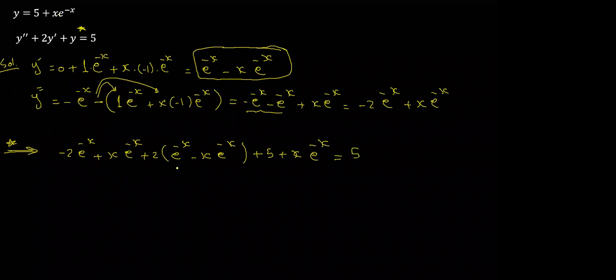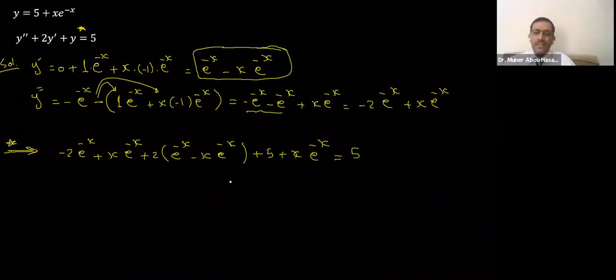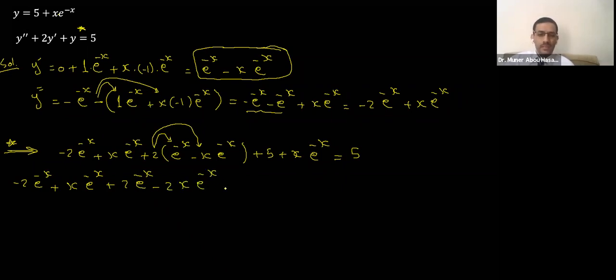And I'm going to simplify this and check if I get something true or false, right or wrong, okay? So let me continue here. I'm going only to multiply this 2 inside. So it will be negative 2e to the negative x plus x e to the negative x plus 2e to the negative x minus 2x e to the negative x plus 5 plus x e to the negative x equal 5.